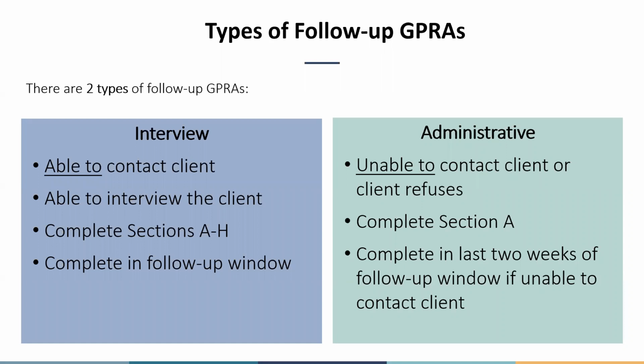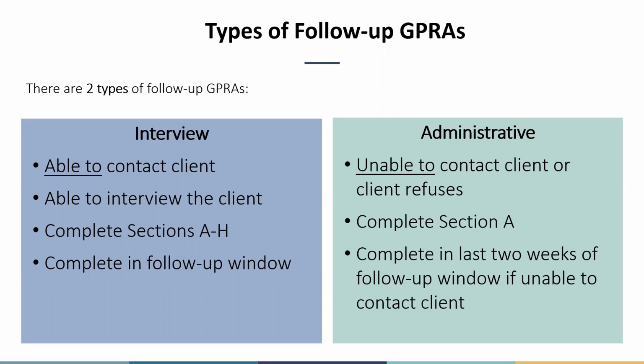So unlike the intake GPRA, there are 2 types of follow-up surveys. There is an interview follow-up survey and an administrative follow-up survey. An interview one is conducted when you can contact a client and they're willing to complete the full GPRA interview. Sections A through H in the tool are completed, and we'll look at what those sections are in a little bit. An administrative follow-up GPRA is conducted when you are not able to contact a client or they're unwilling to complete the full GPRA interview. In this case, you'd only complete section A of the survey, which is only what we call administrative, non-interview information.